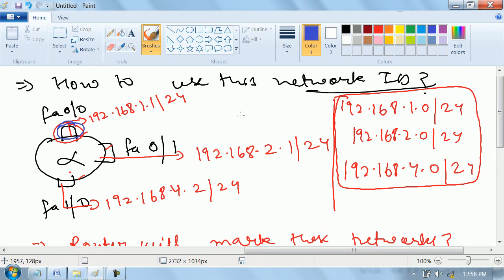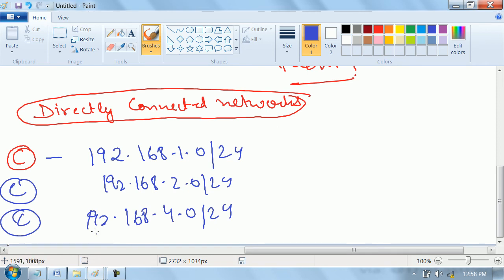Now the router will check the destination IP. Destination IP is 192.168.4.10. Router will check, do I know about this network? Yes. Router has an entry in its routing table. What is the entry? That I know about the 192.168.4.0 network. But the router is not able to forward the packet. Why? Because the router does not know which interface this network is connected to. Yes. Router does not know this thing.